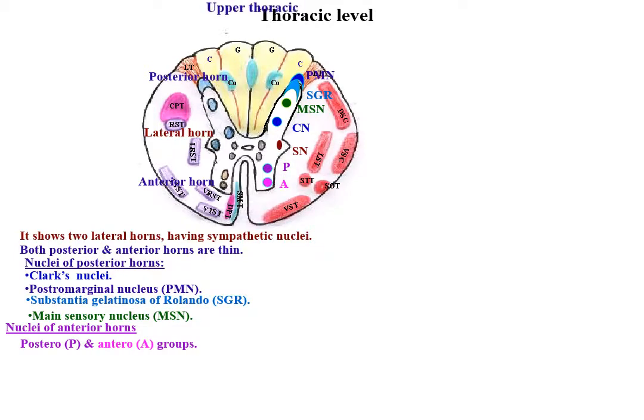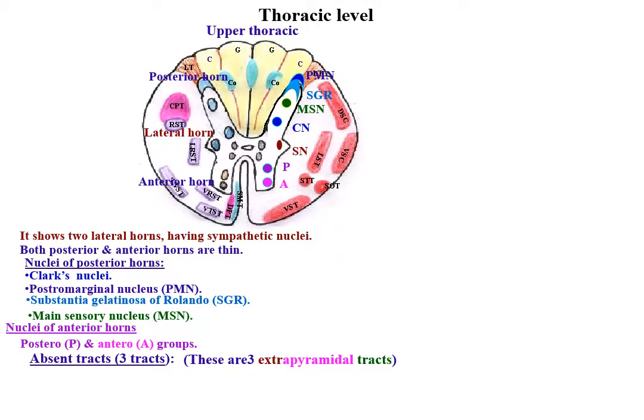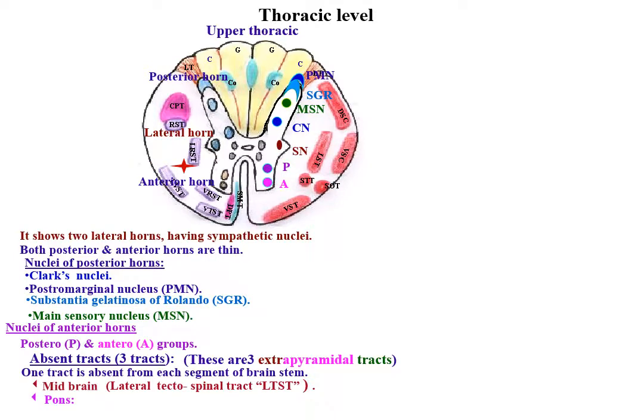Upper thoracic level is characterized by the absence of three tracts. These are three extrapyramidal tracts. One tract is missing from each segment of the brain stem. From the midbrain, there is absence of the lateral tectospinal tract. From the pons, there is absence of the ventral vestibulospinal tract. From the medulla, there is absence of the olivospinal tract.